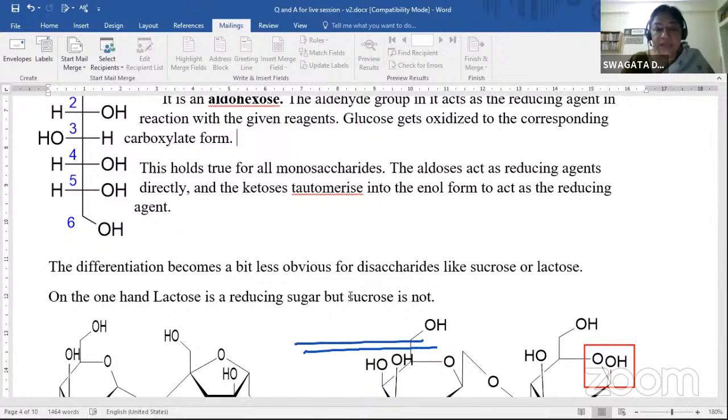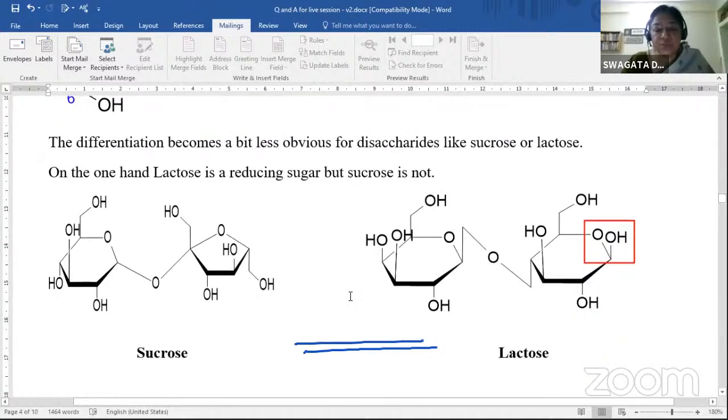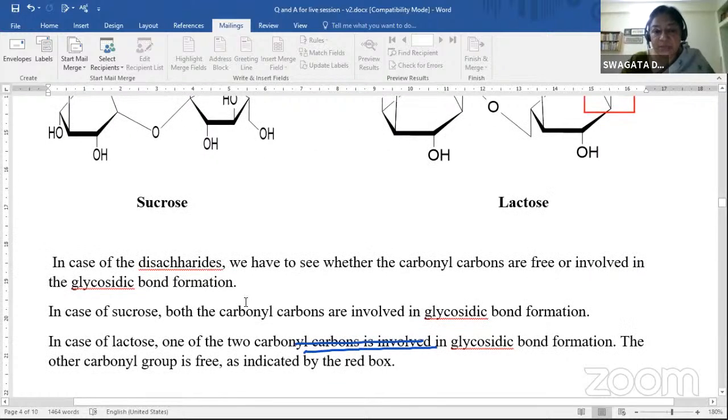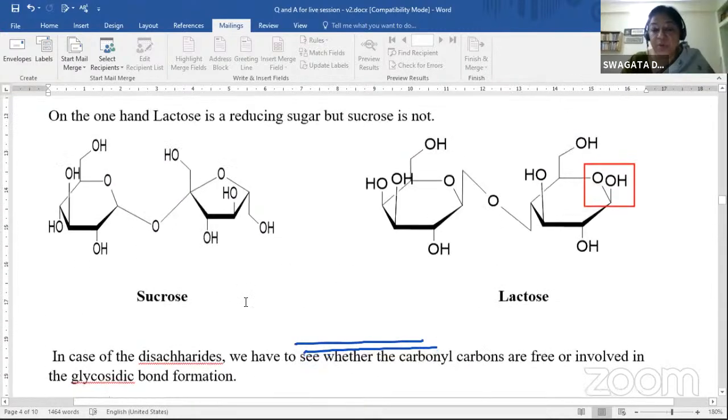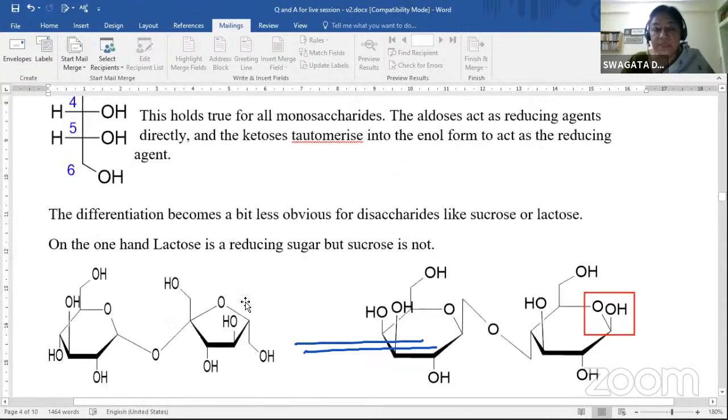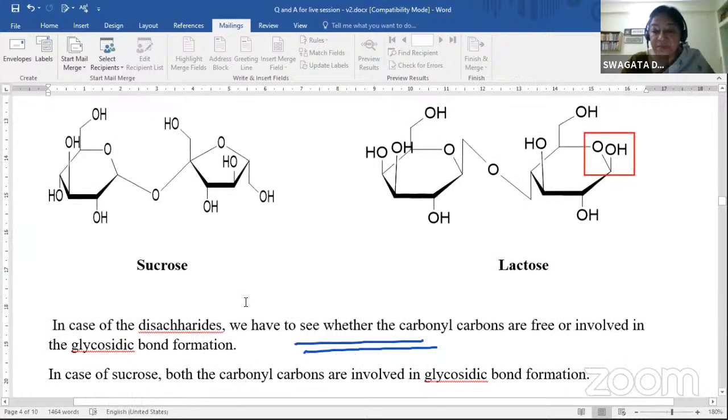So how do we identify that? It so happens that, say, we're looking at sucrose on the left and lactose on the right. Lactose is a reducing sugar, but sucrose is not. We know that sucrose is a combination of glucose and fructose, right? Now, when we look at the disaccharides, we have to check whether the carbonyl carbons, that is, the C double bond O's, are free or involved in the glycosidic linkage.